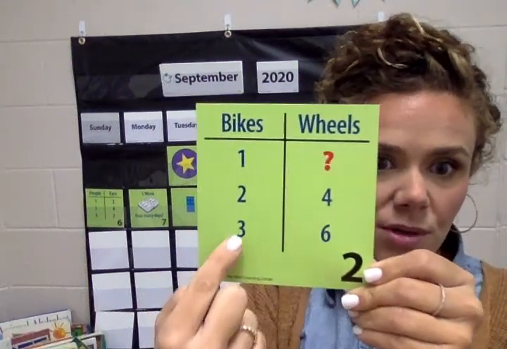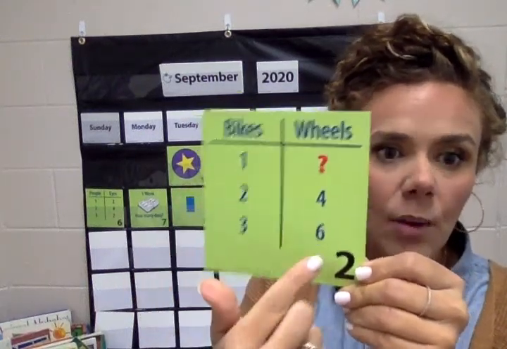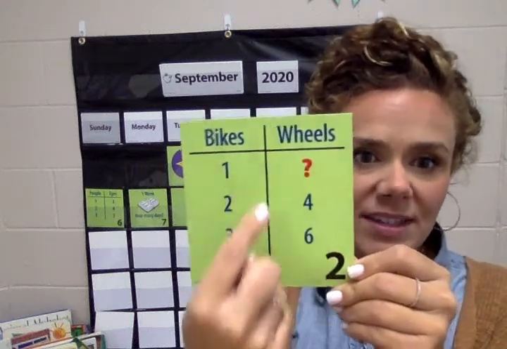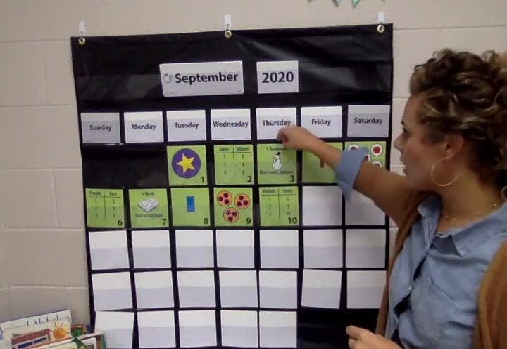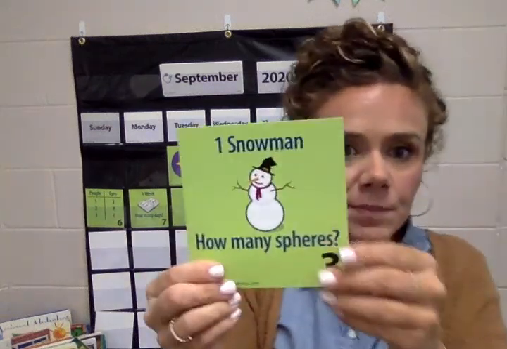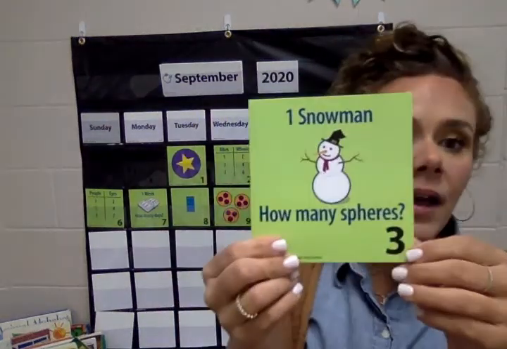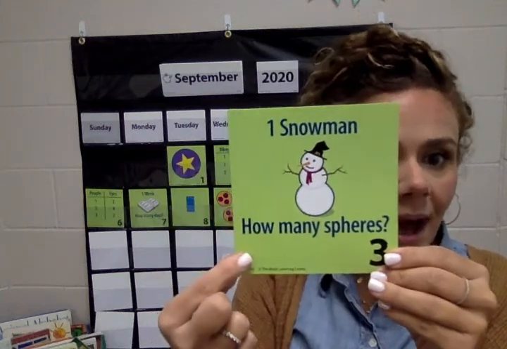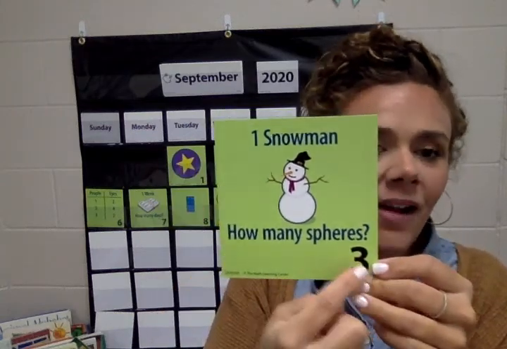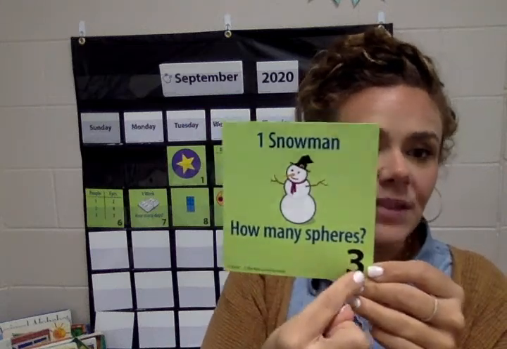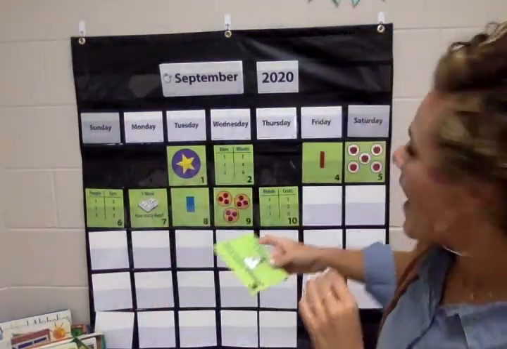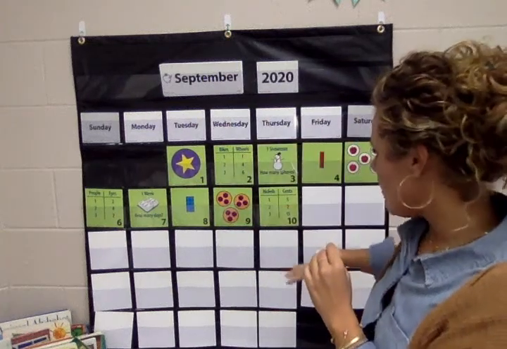2 plus 2 is 4, 3 plus 3 is 6, so this input-output, whatever the cue card for the day is, matches whatever is on the card. We kind of figured that out together. Then on Thursday, on the 3rd, it says there's one snowman, but how many spheres are there? Oh, well, let's count. 1, 2, 3, 3, plus there's still that 3 there. So we noticed that that was the pattern that seemed to happen.